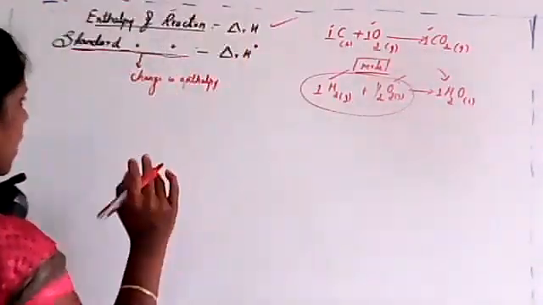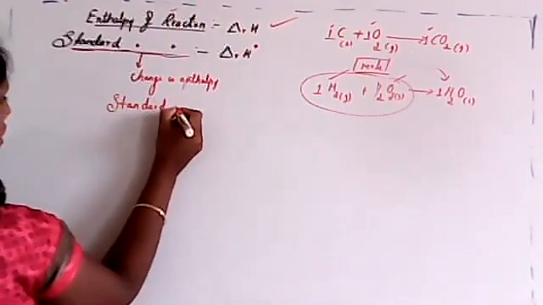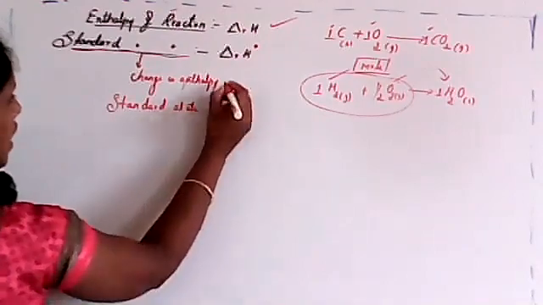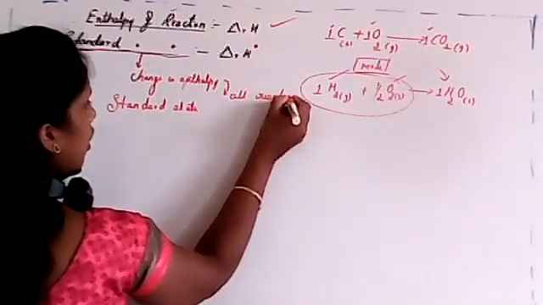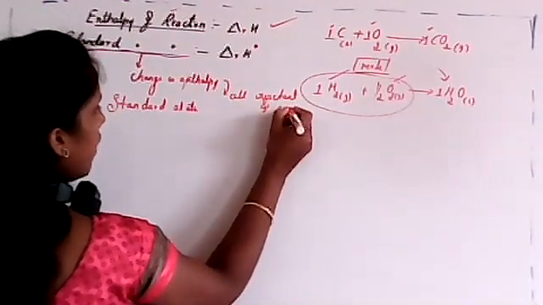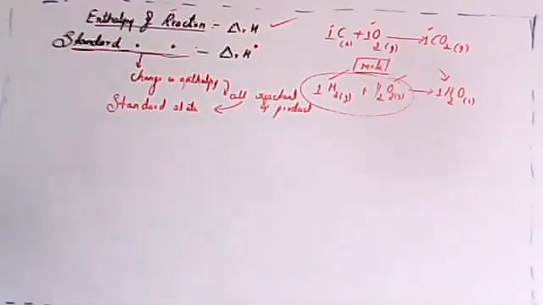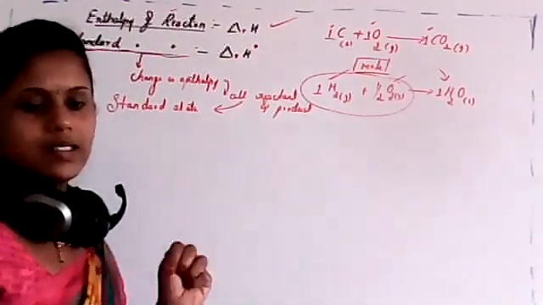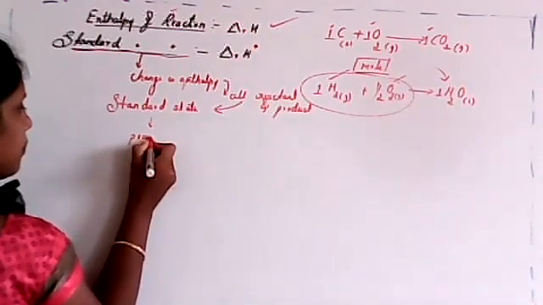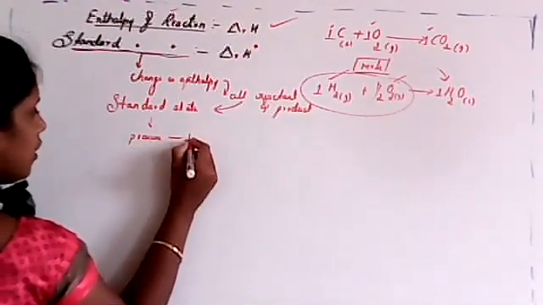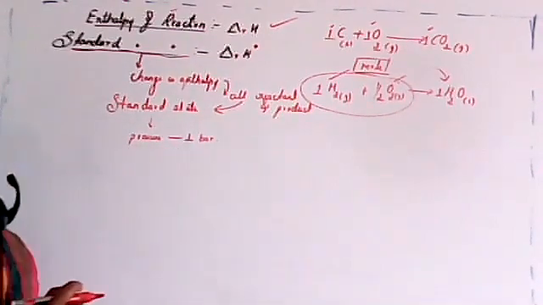Now the question again arises, what is standard state? It is a change in enthalpy where all the reactants and the products must be in a standard state. So what is standard state? Standard state for pressure is always 1 bar pressure. It was already discussed yesterday. Pressure is always 1 bar pressure.